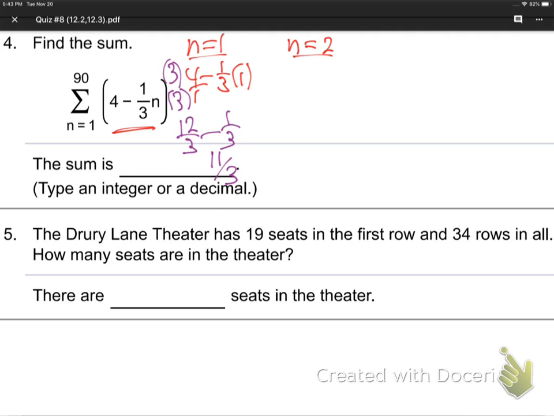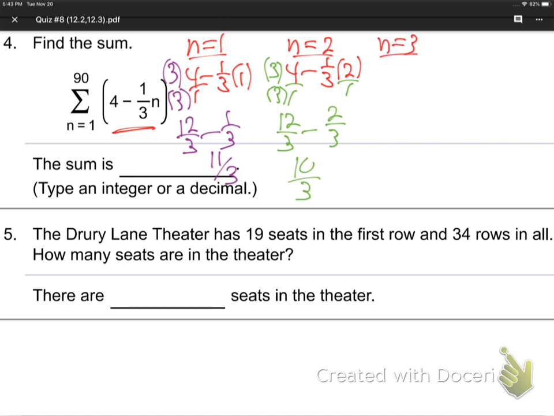Plug in 2. Going to get 4 minus 1/3 times 2. Same kind of thing. Put it over 1. Top and bottom by 3. 12/3 minus 2/3, right? Because it's 2 over 1. So that's what? 10/3. Plug in 3. 4 minus 1/3 times 3. That's 4 minus 1. That's just 3. That's easier. We're adding these up.